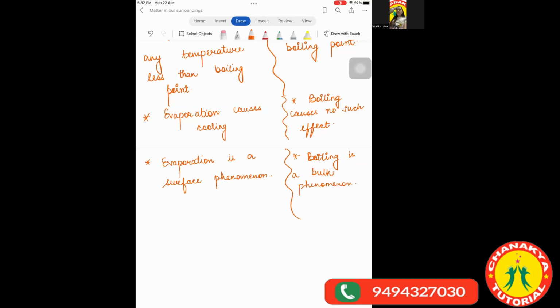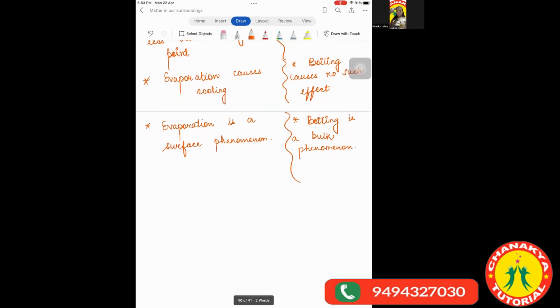Have you ever seen or used a nail paint remover, nail polish remover? If that falls on our hand, we feel a little cold, isn't it? Yes or no? Yes, ma'am. So why is it so? Because the nail paint remover which falls on our hand takes the heat of our hand and it gets evaporated, and hence we feel cool. This is one of the examples.